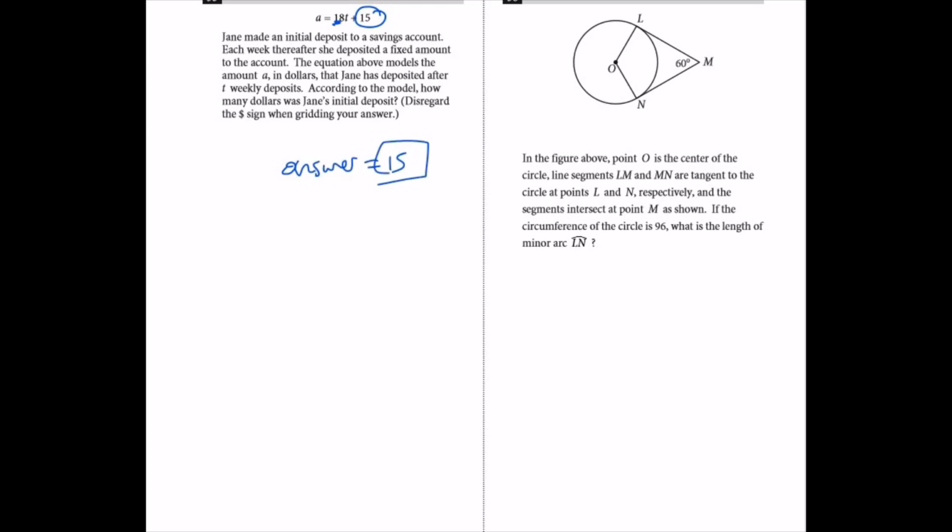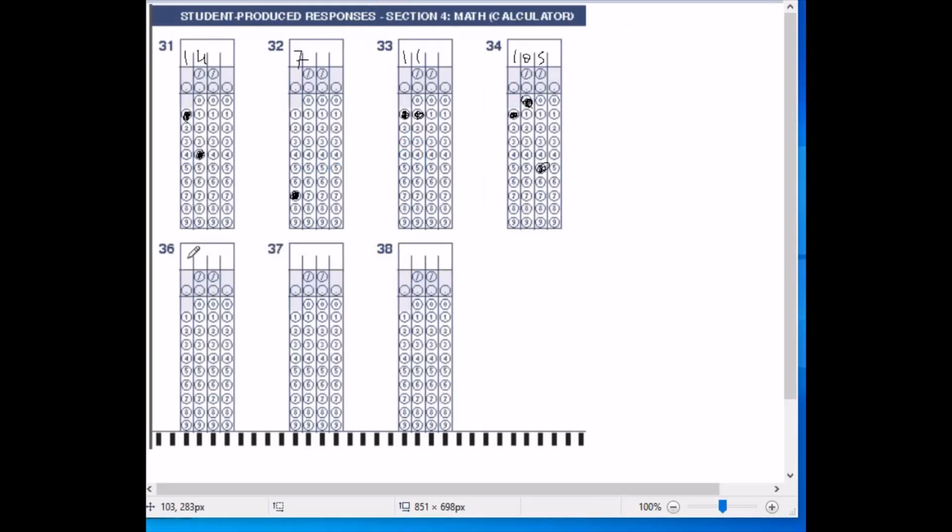Because we are looking for the initial deposit, you're going to write 15. You're going to ignore the dollar sign and then 1, 5.